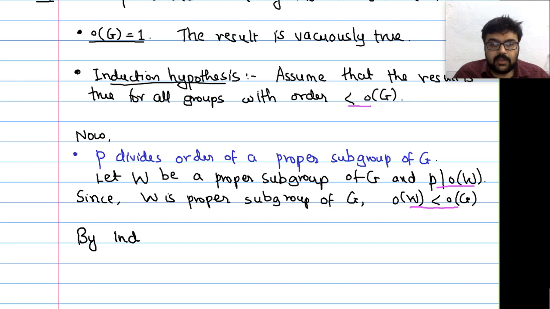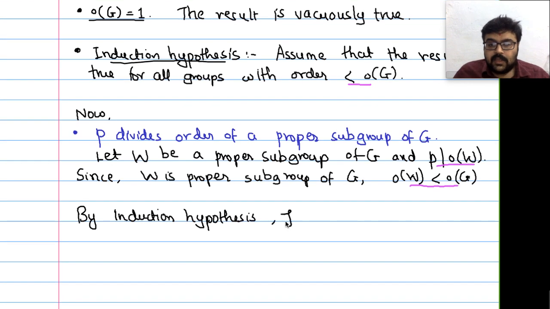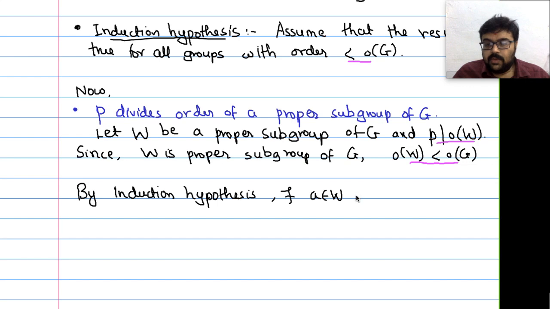By induction hypothesis, there exists A in W, which is in G. Of course, W is a subset of G. Let me not write that right now. A in W such that order of A is P.